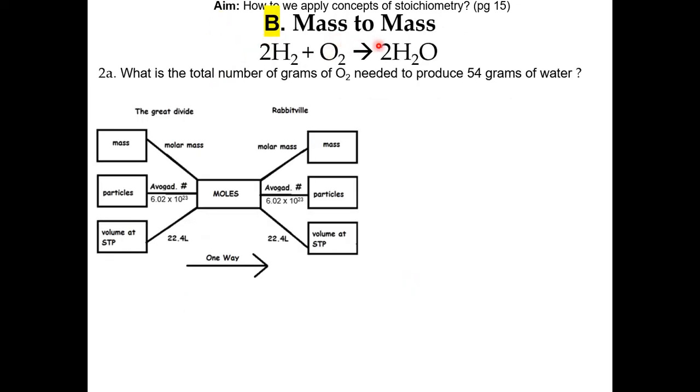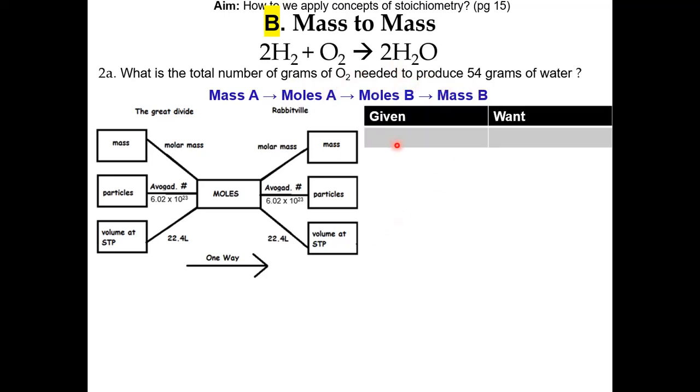Scenario B is the mass-to-mass stoichiometry problem. I'll be using diagram 2. Question 2a, we're given the chemical equation of the synthesis of water. What is the total number of grams of O2 needed to produce 54 grams of water? Since we're given mass and we're solving for mass, our general strategy is going to be mass of A to moles of A to moles of B to mass of B. From the question, we're given 54 grams of water and we want the mass of O2.